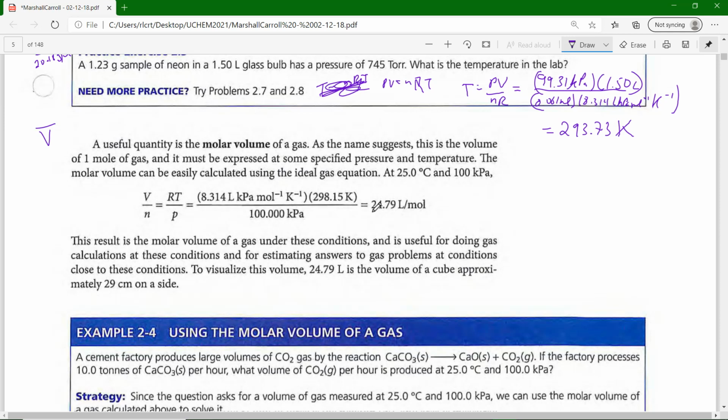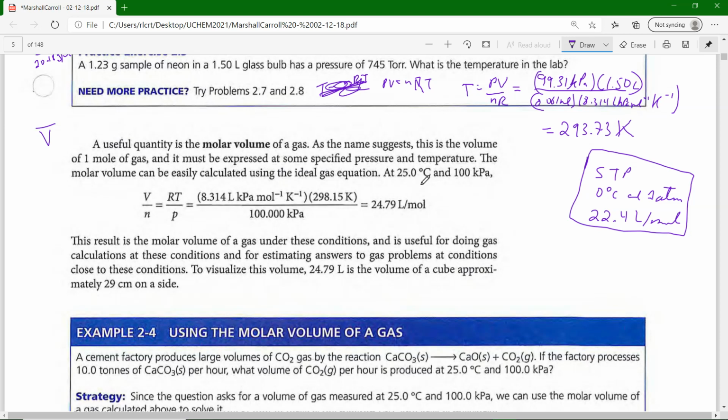That's not STP. Some of you may recall STP, a little aside, standard temperature and pressure. That's 0 degrees Celsius and 1 atmosphere, and the molar volume would be 22.4 liters per mole. You may have used that before, and it still is a useful concept. But if you're doing lots of work at 25 degrees Celsius and 100 kilopascals, 1 mole will occupy 24.79 liters.